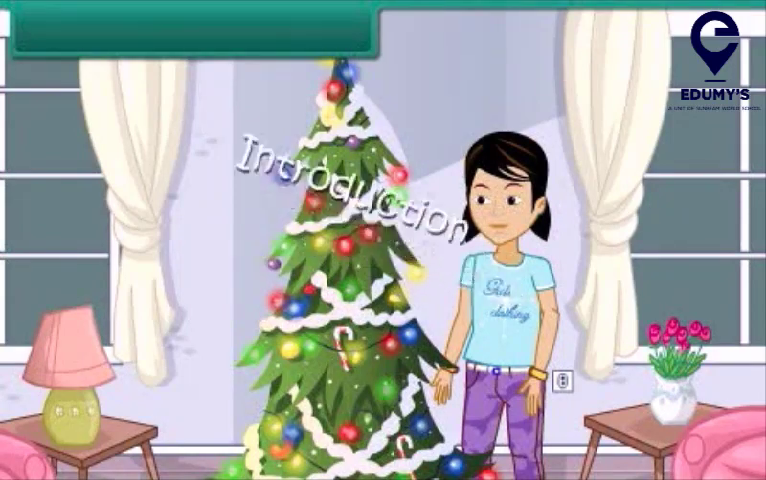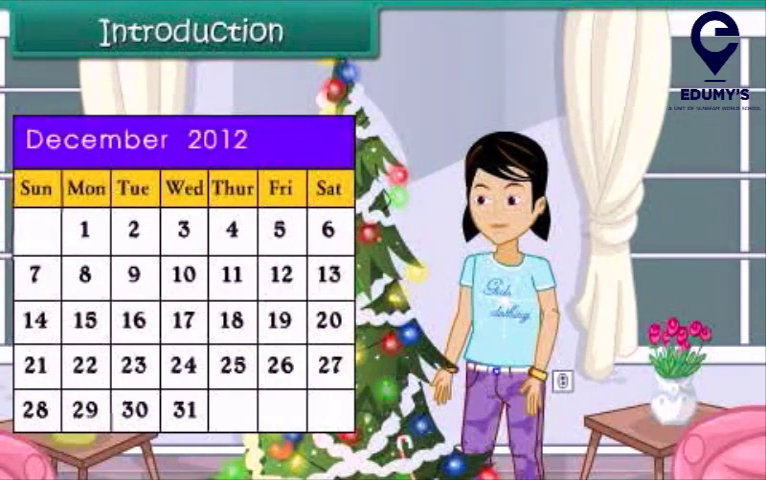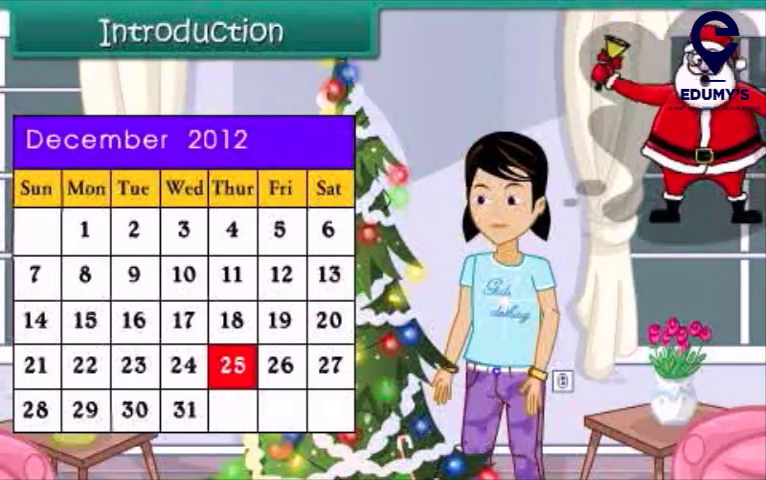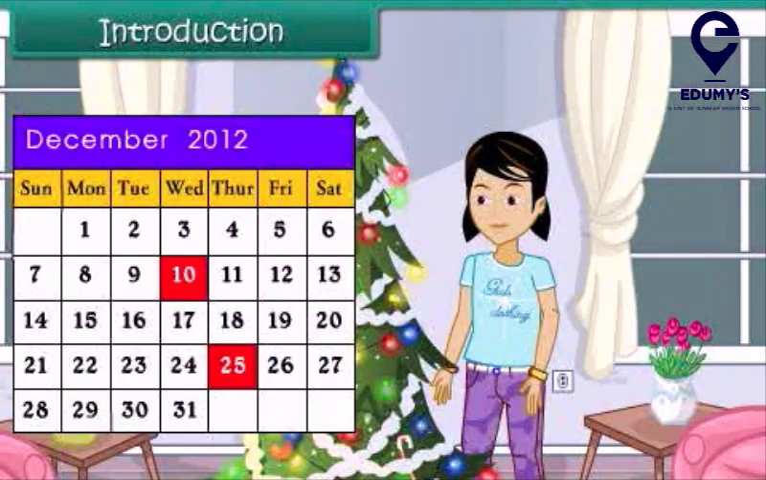Introduction. It is December month. Anu is excited. Christmas is celebrated on 25th of December and Santa Claus would bring her gifts. Today is 10th of December. Anu is counting the number of days left of Christmas using a calendar.